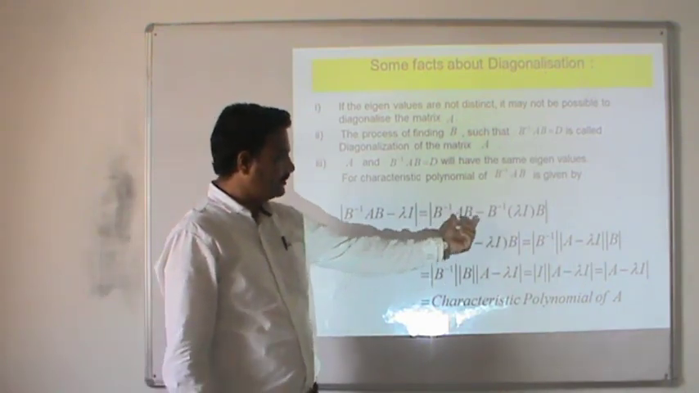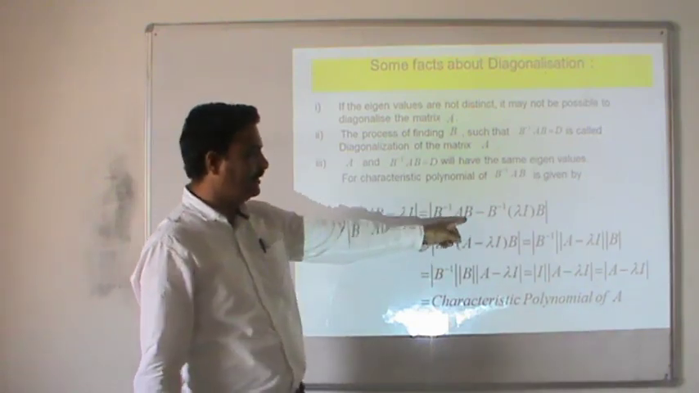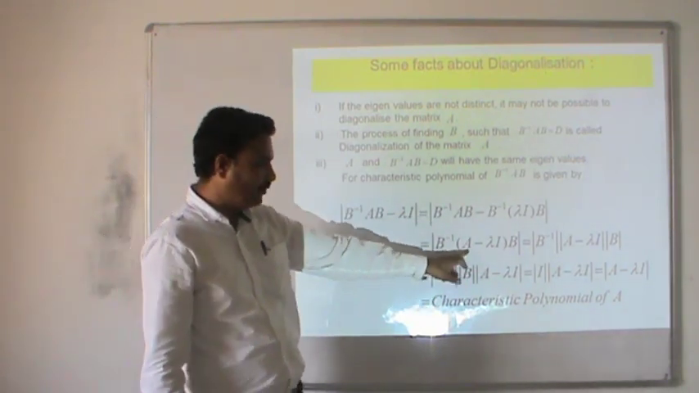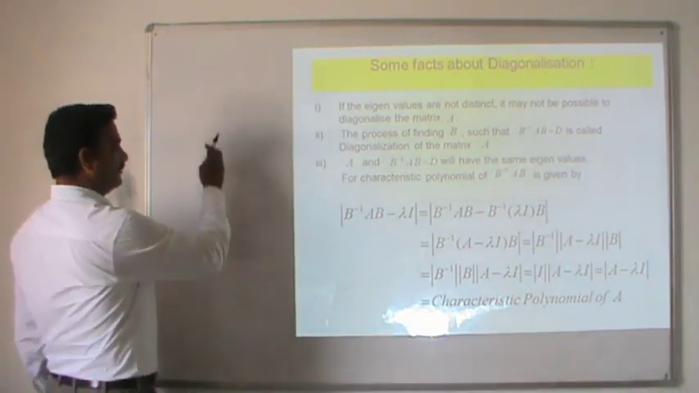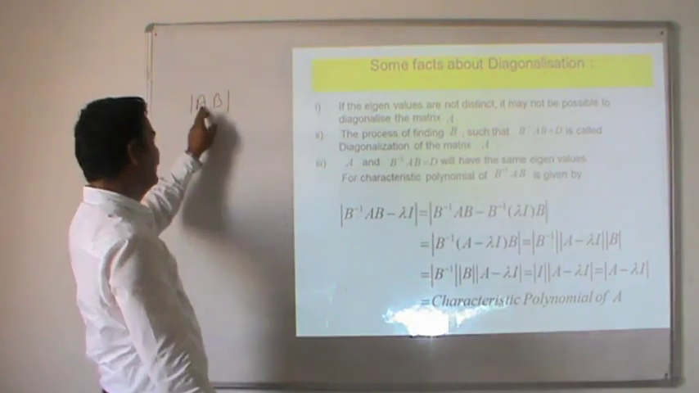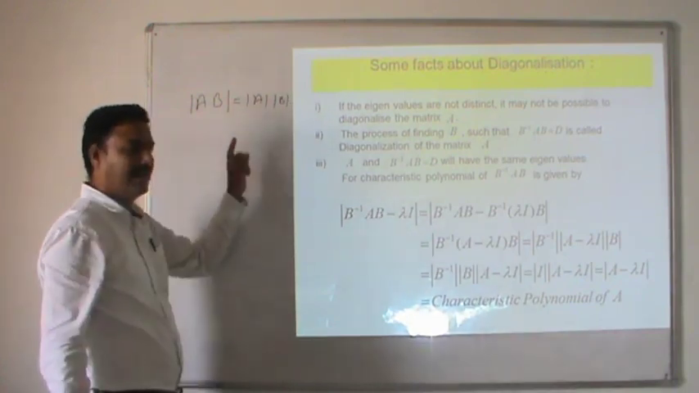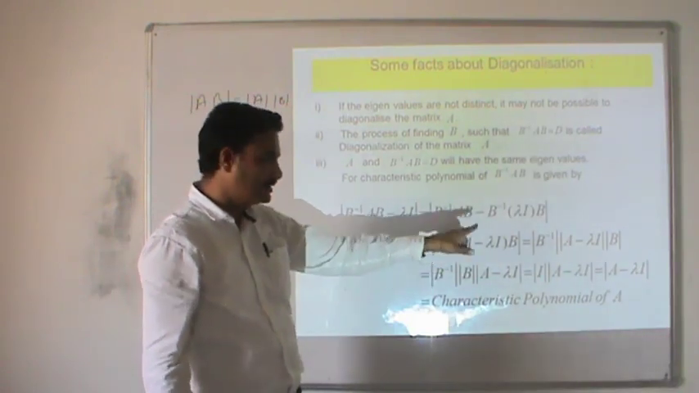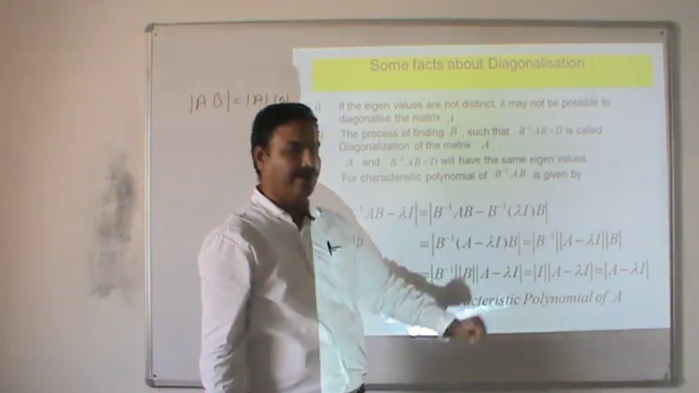Further, we take B inverse as common on the left hand side, and B as common on the right hand side. The remaining factor is A minus lambda I. Further, this is the property of determinants: the determinant of the product of two matrices AB is equal to determinant of A into determinant of B. With the help of this property, we can write this entire expression as determinant of B inverse, determinant of A minus lambda I, and determinant of B.